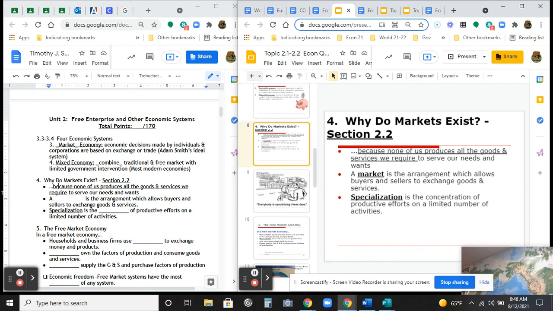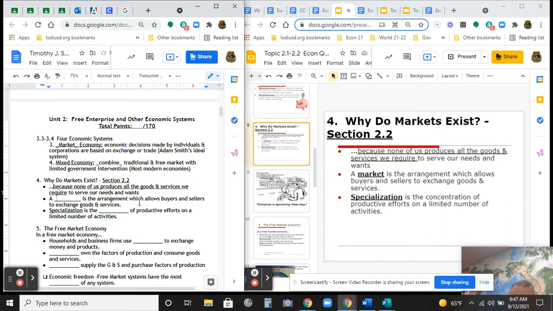Why is that? It's because it's more efficient for the market to produce clothes than each individual household. Similar with food and whatnot today, but back then everything was produced on each person's plot of land. A market is an arrangement which allows buyers and sellers to exchange goods and services.